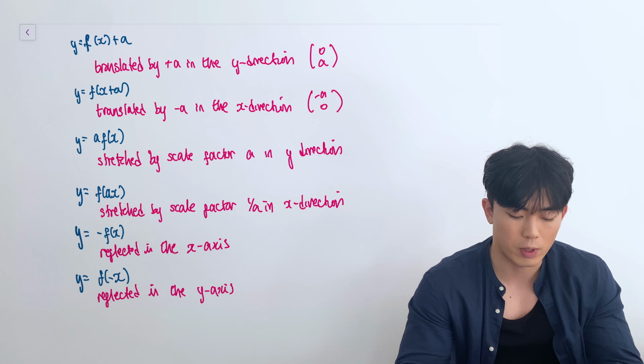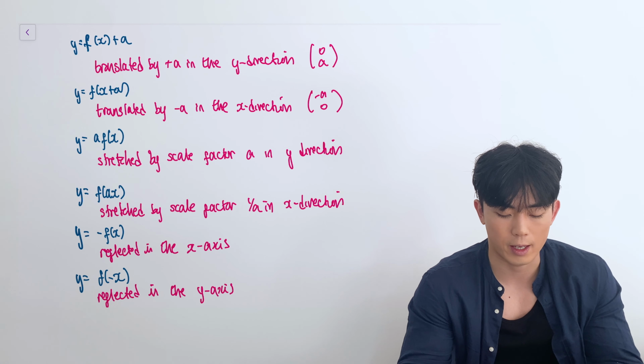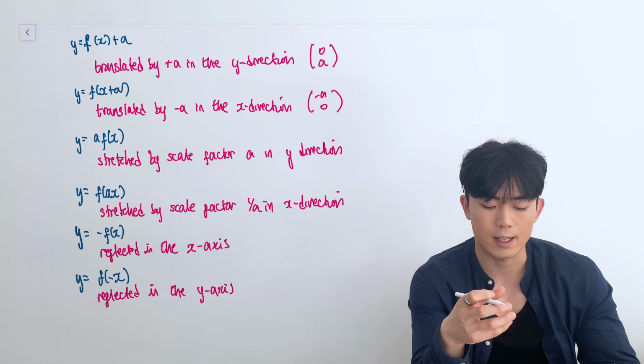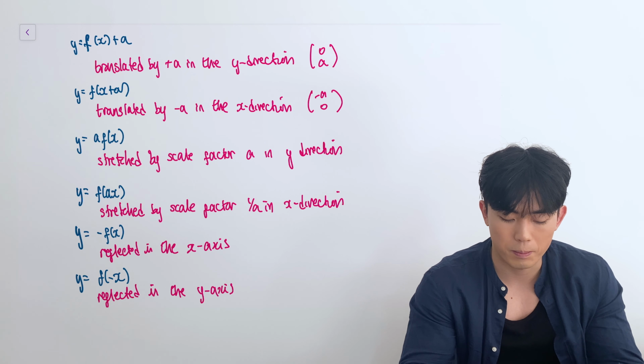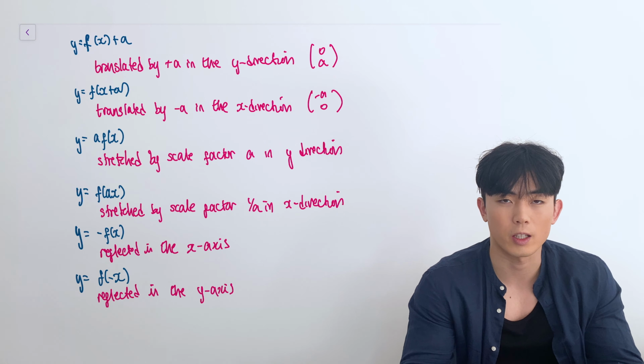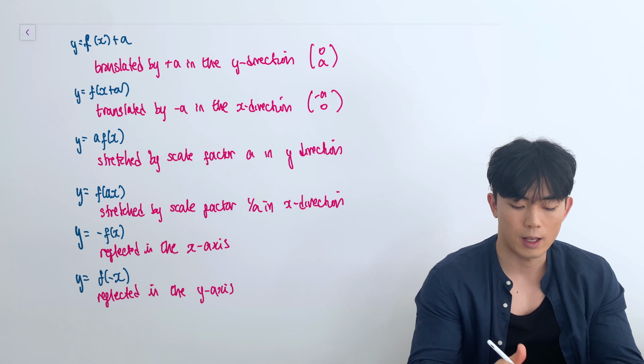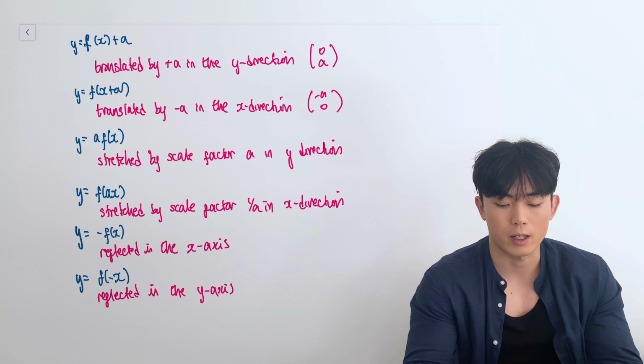So the first one is when we have y is f of x plus a. So in this case, we translate it. Translate just means move left or right or up or down. So we translate it by positive a in the y direction, meaning the whole graph will move up by a. If a was negative, then it will just move down by a.